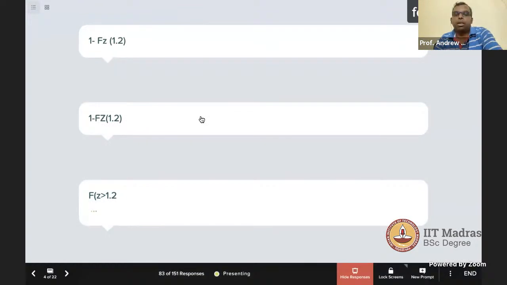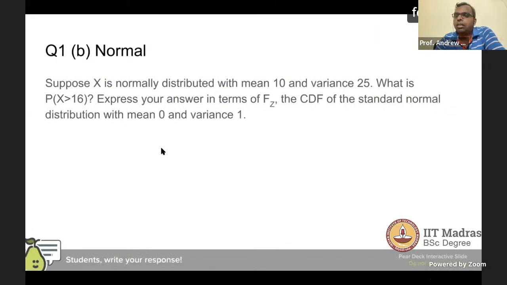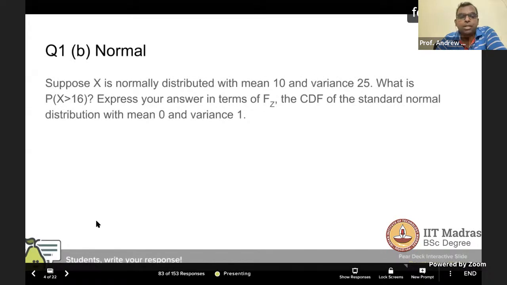Anyway, let me hide the responses for now. I think enough people have responded. There's no option; you have to write down the expression. It involves FC and all that, so I'm not giving options. It's just writing down the expression.